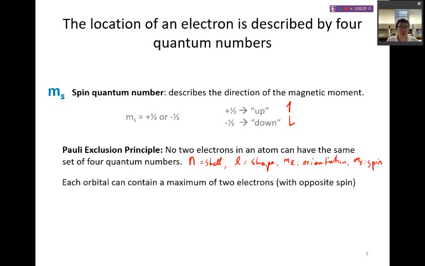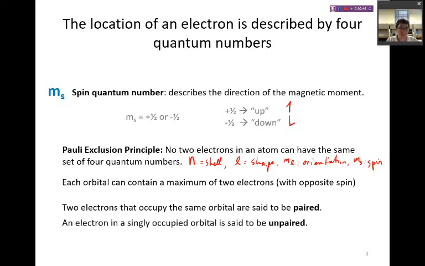Because of the Pauli exclusion principle, each orbital can only have 2 electrons within it. When those 2 electrons occupy the same orbital, we refer to them as being paired. When they do not occupy the same orbital, we refer to them as being unpaired. So if there's only one electron within a given orbital, we call that electron unpaired.